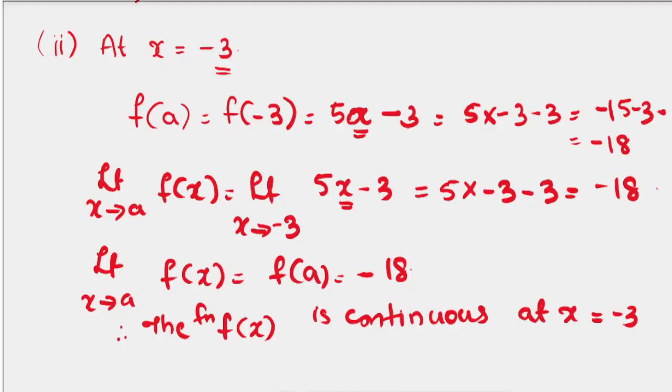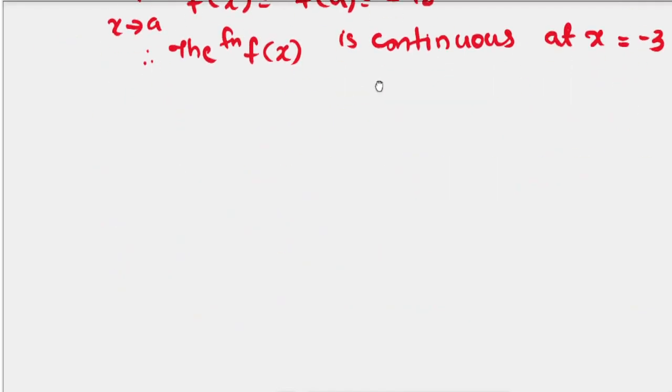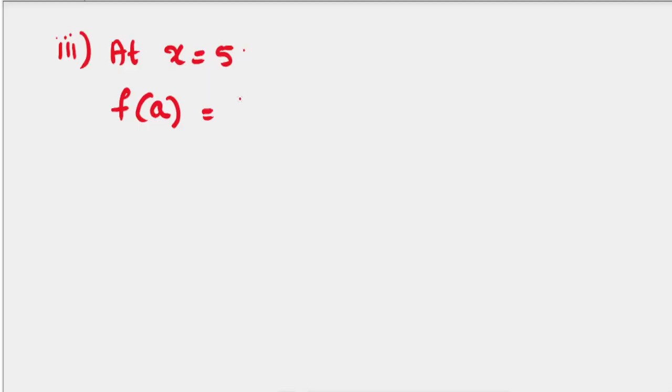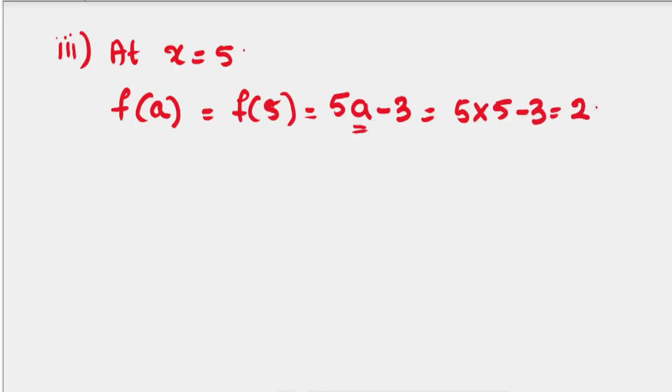Okay. Now the third part. Check the continuity at x equals 5. At x equals 5. So first we'll find f of a. F of a is f of 5, that is the function is 5x minus 3, or when x is a we can write it as 5a minus 3, and here a is 5. So 5 times 5 minus 3, which is 25 minus 3, 22.